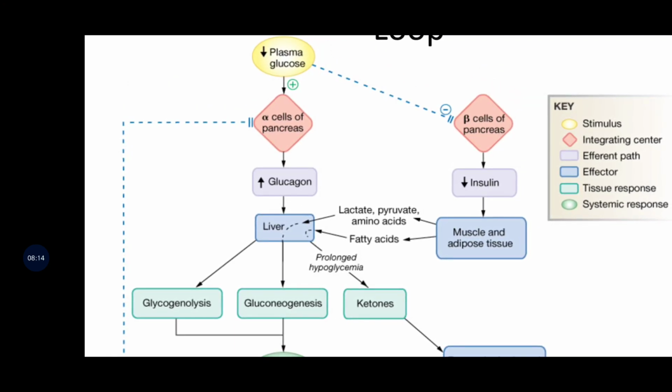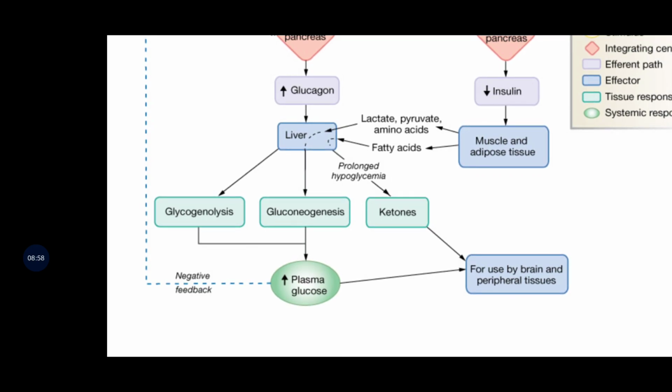So this plasma glucose inhibits the beta cells of the pancreas, and hence less insulin is secreted, and the muscles and the adipose tissue do not have sufficient glucose. Whenever the insulin dips down, the tissues cannot take up the glucose because of the decreased permeability, as I've already mentioned in all the functions of the insulin. So what will happen then? The fatty acids, lactate, pyruvate, and all the amino acids will go up to the liver and help in the formation of glucose and the breakdown of glycogen.